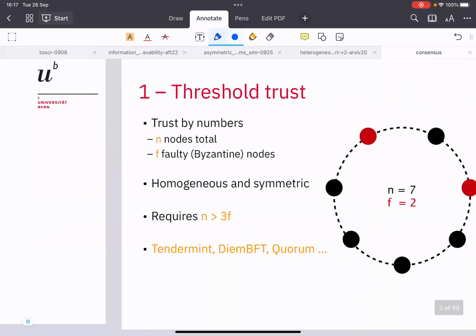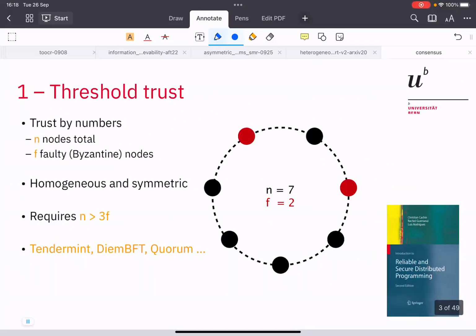Now, the oldest model that has been used in distributed computing is the so-called voting model that we call sometimes also threshold trust. Threshold trust means we just count votes. Every vote counts the same. And when a majority of the nodes decides to do something, then that's what the decision is.